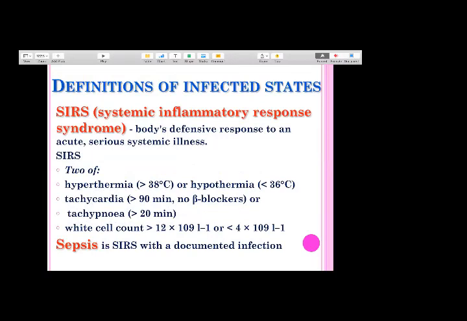Now, definitions of infected states. This one I'm sure a lot of you have already heard: SIRS, systemic inflammatory response syndrome. It's the body's defensive response to an acute serious systemic illness. You need two of the following: hyperthermia, temperature above 38 degrees Celsius, or hypothermia, less than 36 degrees Celsius. Tachycardia, heart rate more than 90 beats per minute, in patients not on ventilators, or tachypnea, respiratory rate more than 20 breaths per minute, along with white cell count, TLC, more than 12 or less than 4. So sepsis is systemic inflammatory response syndrome with a documented infection.